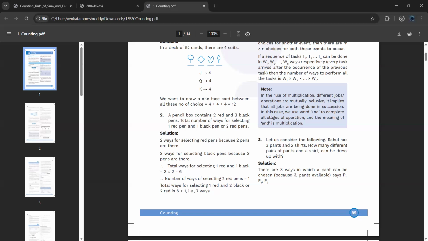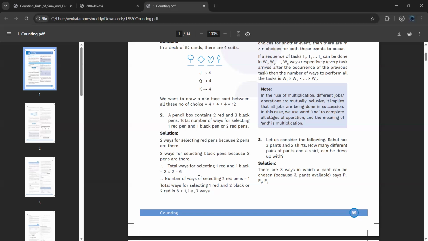Here, see, the red pen and black pen are independent of each other. Whenever those two events are independent of each other, we have to go with the rule of product. So I am applying the rule of product here: two ways for red and three for black, 2 into 3, 6. It means if you want to choose one red pen and one black pen, there are 6 ways. After that, you need to choose two red pens.